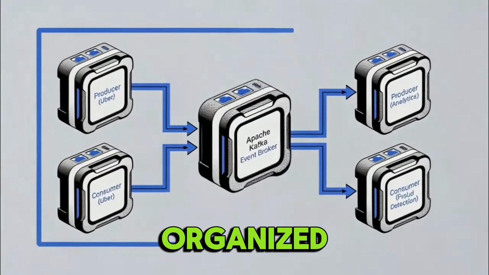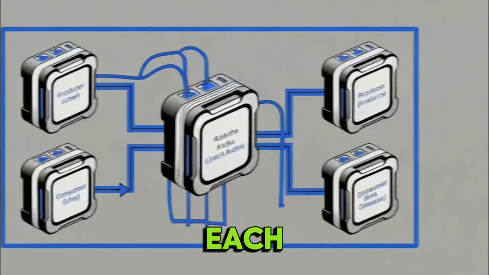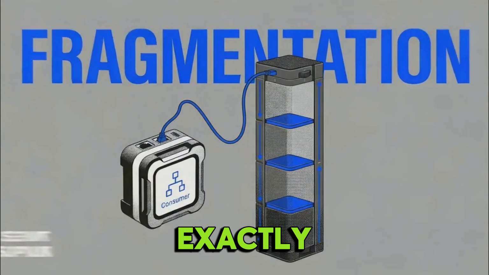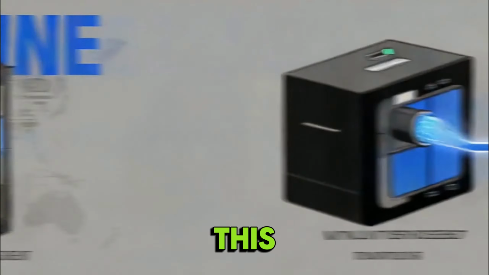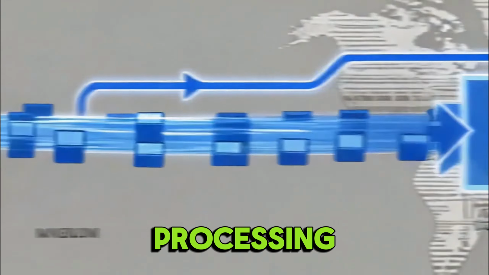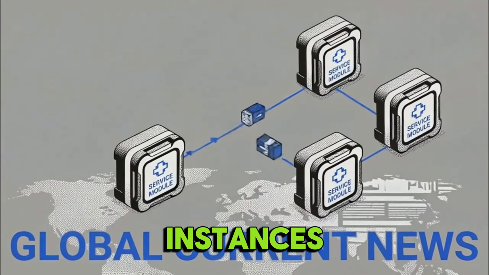Consumers are organized into consumer groups. Each partition is consumed by exactly one consumer instance within a consumer group at any time. This automatically distributes processing load across all consumer instances in the group.